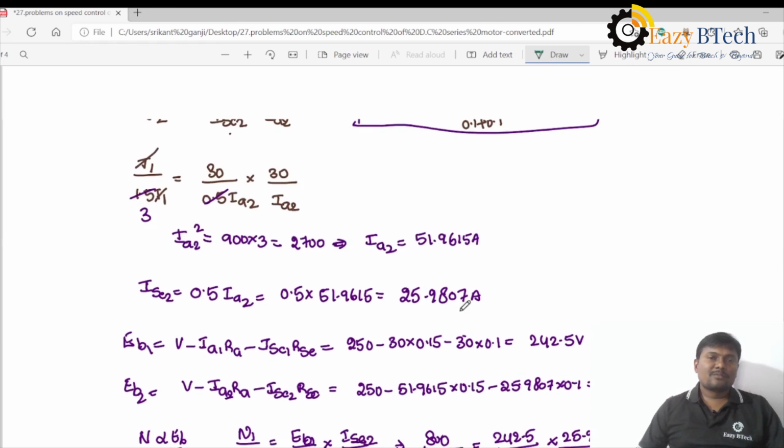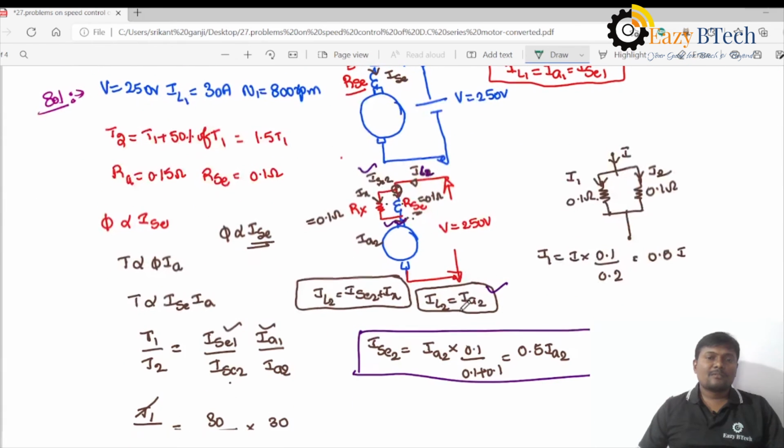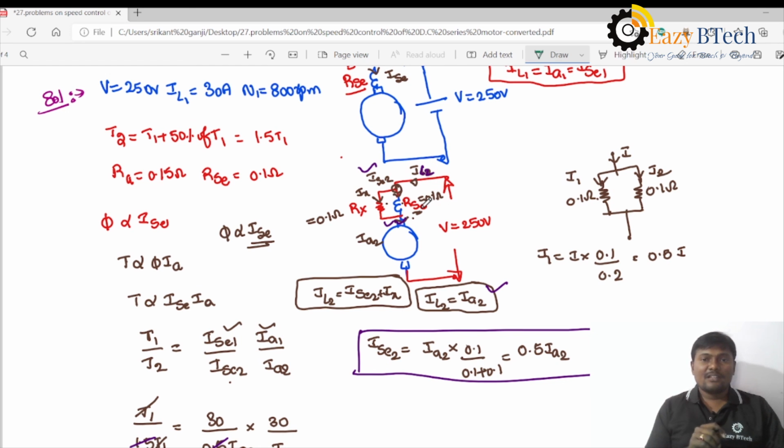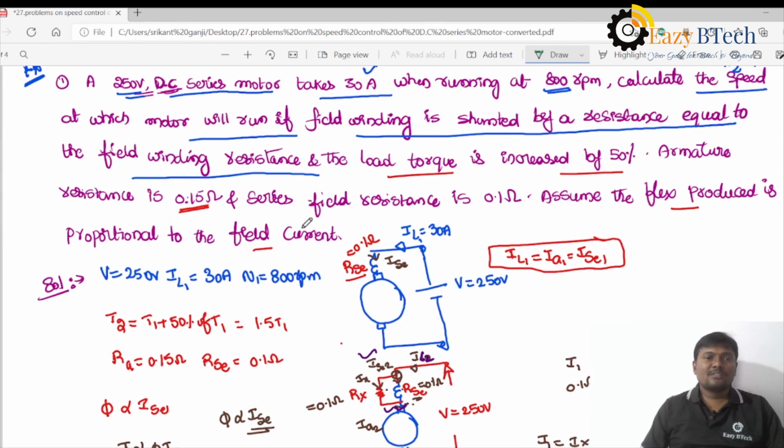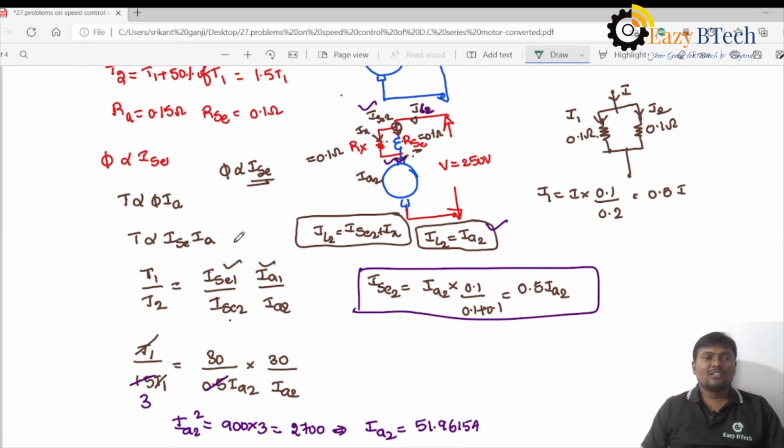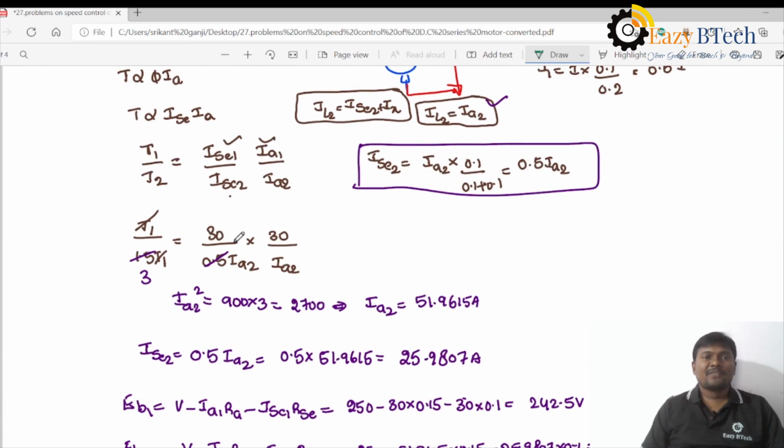Coming to the previous problem and this problem, in the previous problem I connected the external resistance in parallel with the series field winding. Then the current flowing through the series field winding is not the same in case 1 and case 2, because the current will be divided through Rx, and the problem says flux is directly proportional to the field current. So torque is directly proportional to flux into Ia, and Ia1 by Ia2 is equal to T1 by T2.